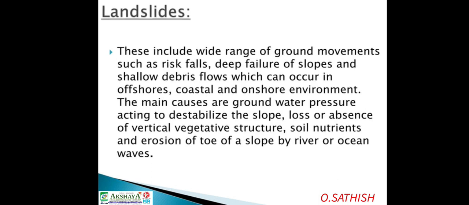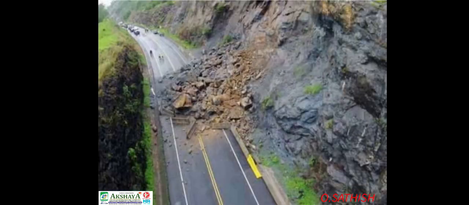the slope material. This includes a wider range of ground movements such as rock falls, deep failure of slopes, and shallow debris flows which can occur in offshore, coastal, and onshore environments. The main causes are groundwater pressure acting to destabilize the slope, loss or absence of vertical vegetative structure, soil nutrients, and erosion of the toe of a slope by river or ocean waves. For example, in the upcoming picture, we can see the landslide.